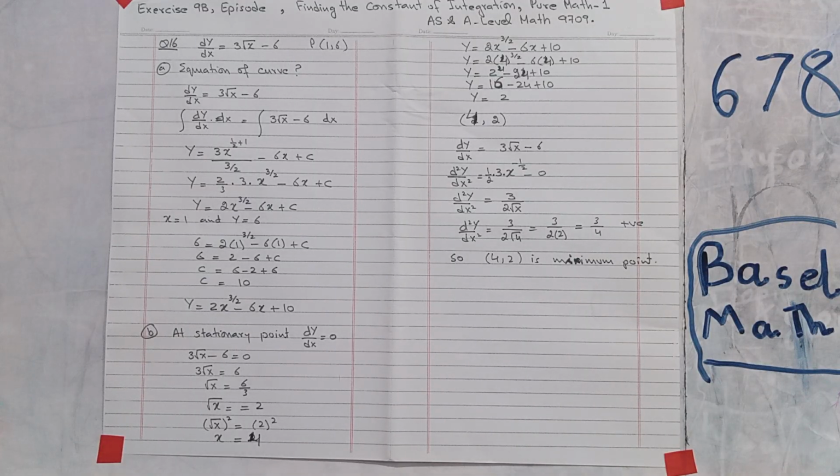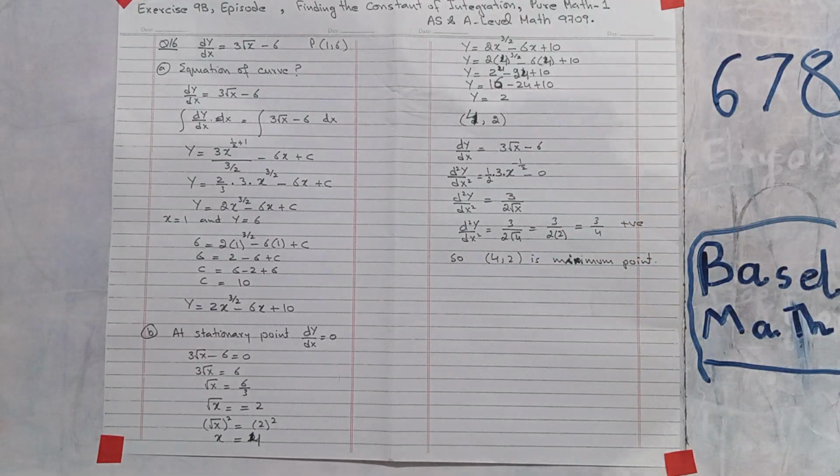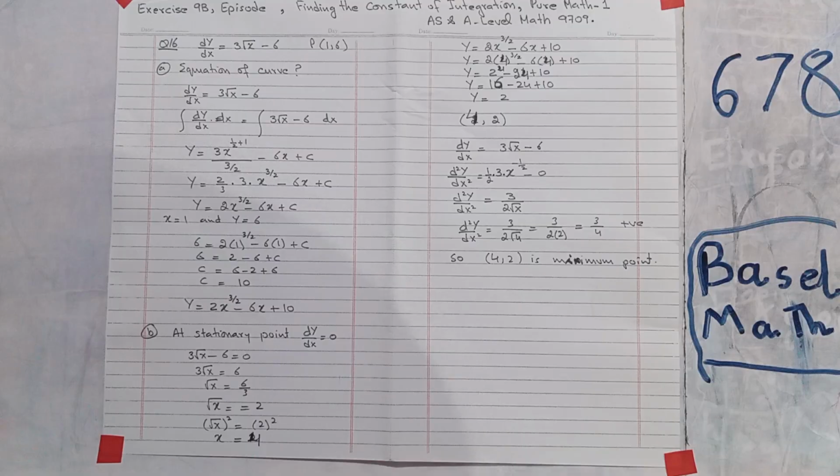Now I want to find out the nature of that stationary point, whether it's a maximum point or a minimum point. We know dy by dx equals 3 under root x minus 6. Under root x means x raised to power 1 by 2. I will differentiate it, because to find the nature of that point, I need the second derivative.